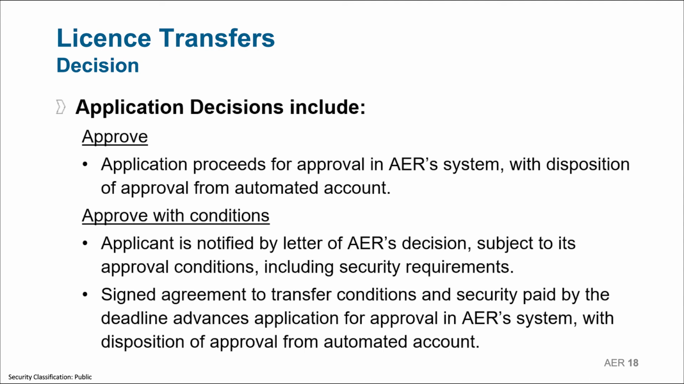If the application is approved, a disposition of approval letter is sent to both applicants. Should an application be approved with conditions, the transfer approval conditions will be provided by letter to the applicants. Security deposit requirements as a condition of transfer are provided in the transfer condition letter along with a deadline for payment. Further examples of transfer approval conditions are provided in Manual 23.